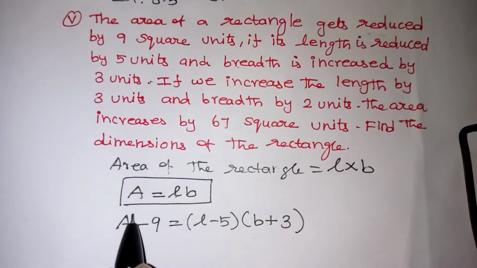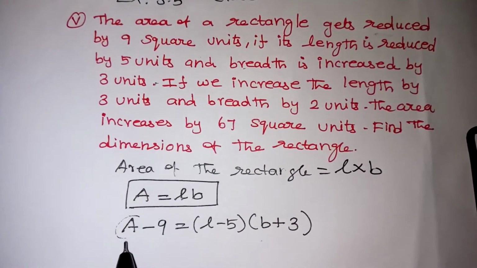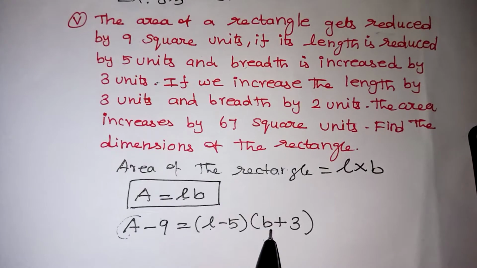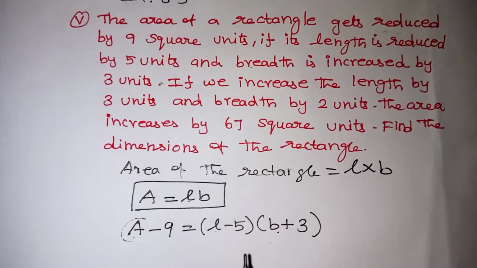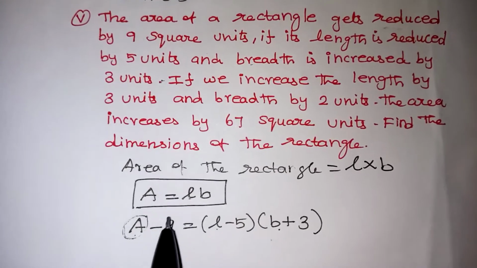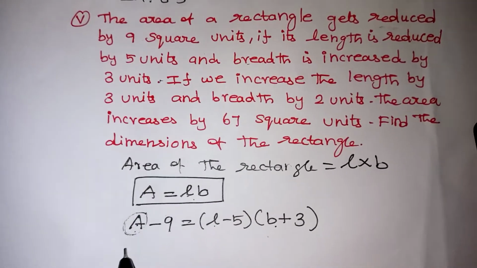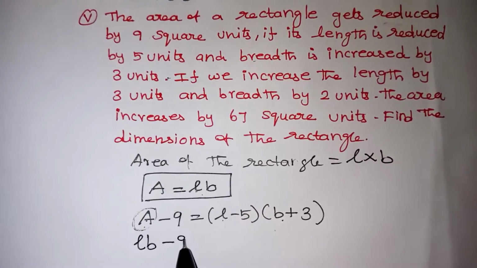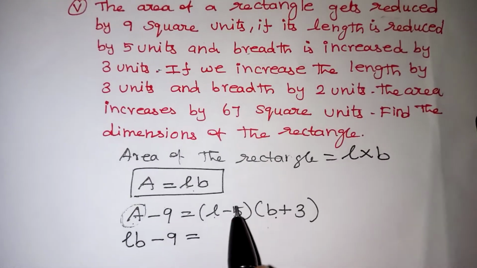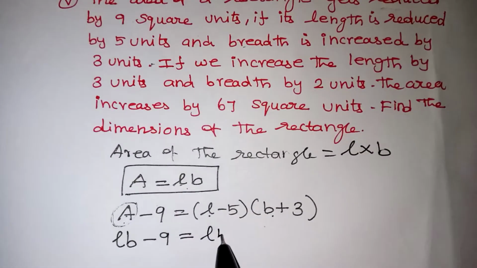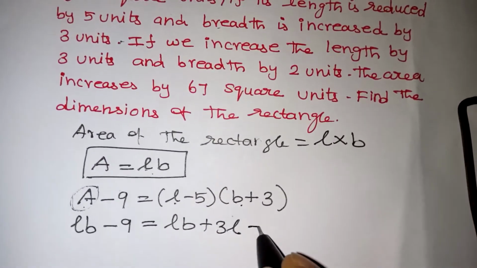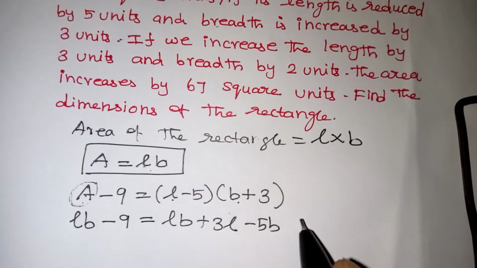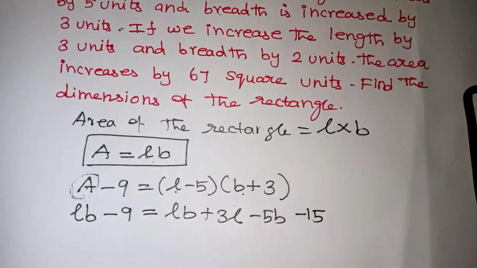Here in the place of A, we are getting 3 variables, capital A, small l, small b. But we need only two variables, then only we can solve it easily. So in the place of A, you just write this LB again. So area can be written as LB minus 9, which is equal to, here just a multiplication. L into B will be LB, L into 3 is 3L, 5 into B will be 5B, 5 3s are 15. So like this we should write.